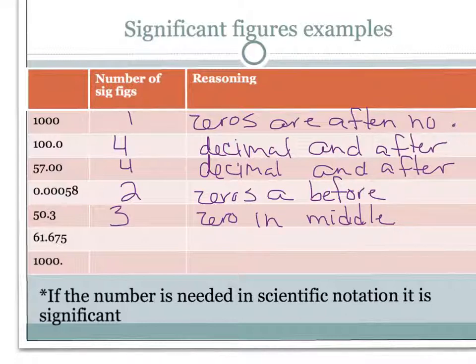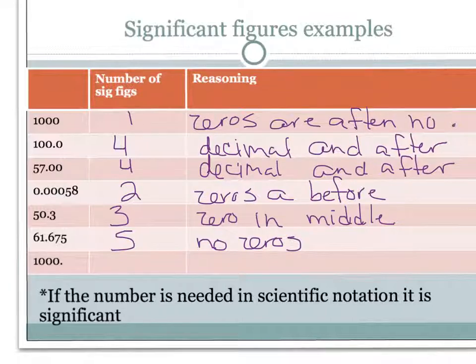Next, we have 61.657. None of these numbers are 0, so all of them are important. Therefore, we have 5 significant figures. And our reasoning is no zeros. Okay.